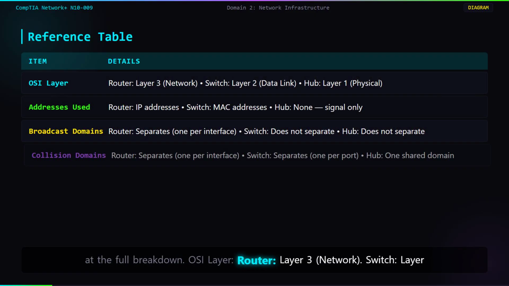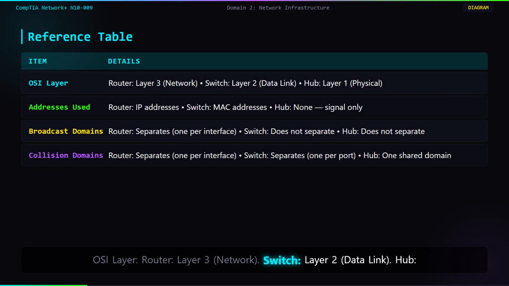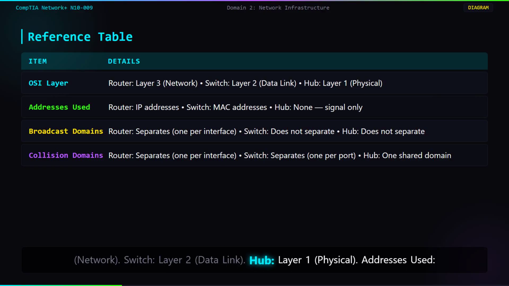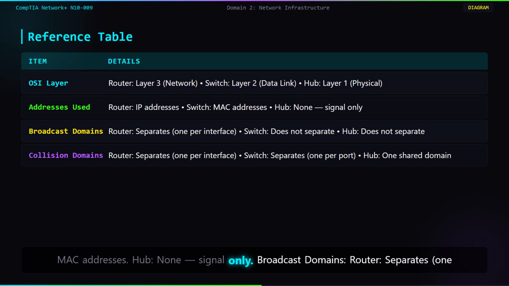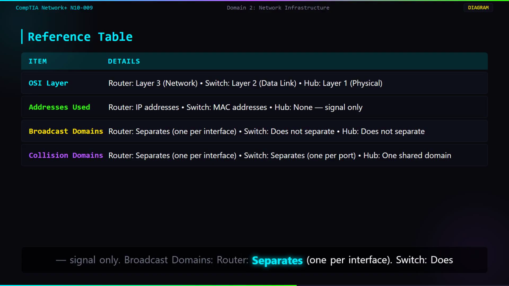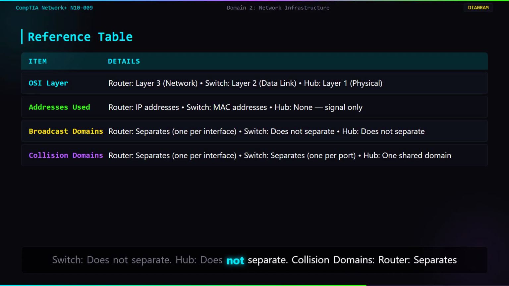OSI layer: router, layer 3, network; switch, layer 2, data link; hub, layer 1, physical. Addresses used: router, IP addresses; switch, MAC addresses; hub, none, signal only. Broadcast domains: router separates, one per interface. Switch does not separate. Hub does not separate.